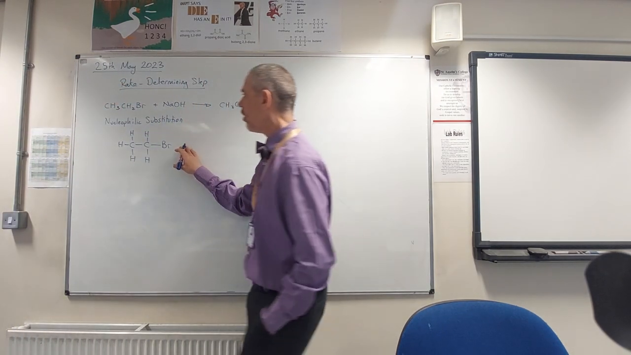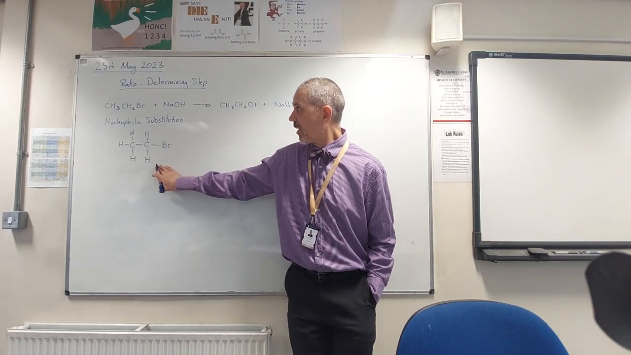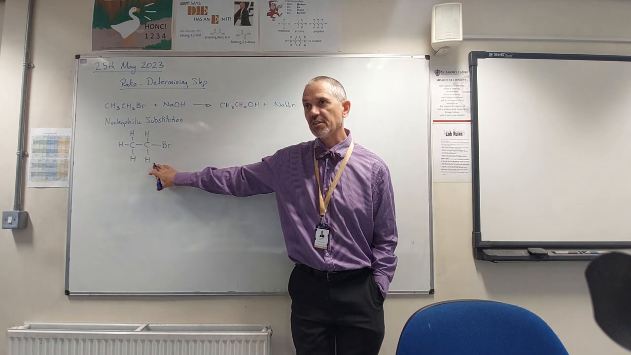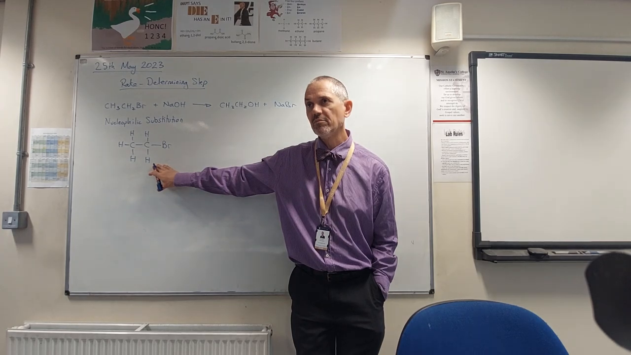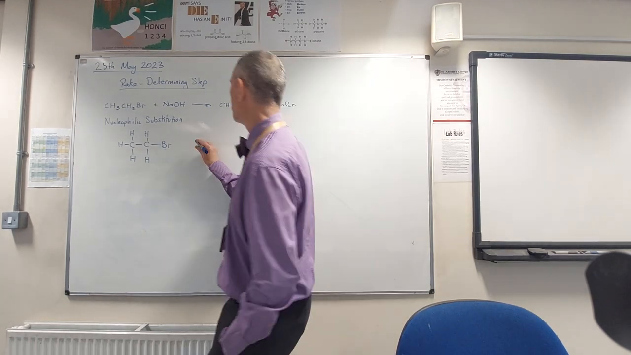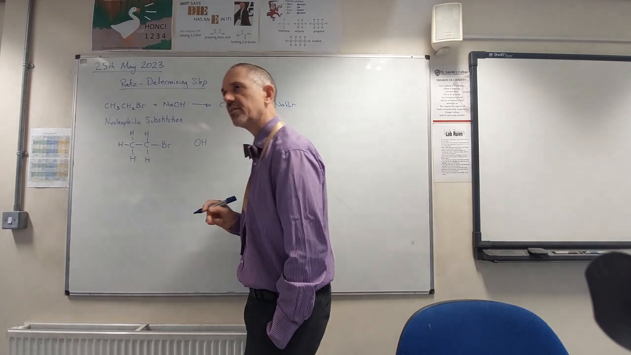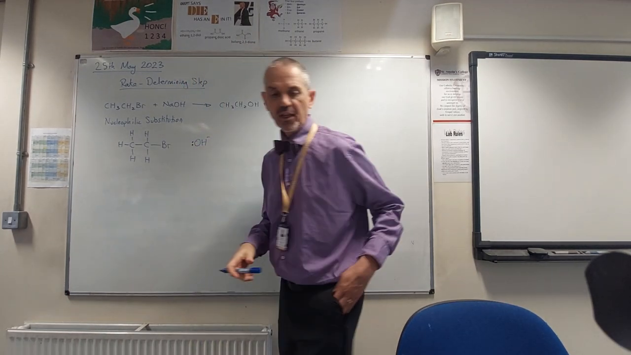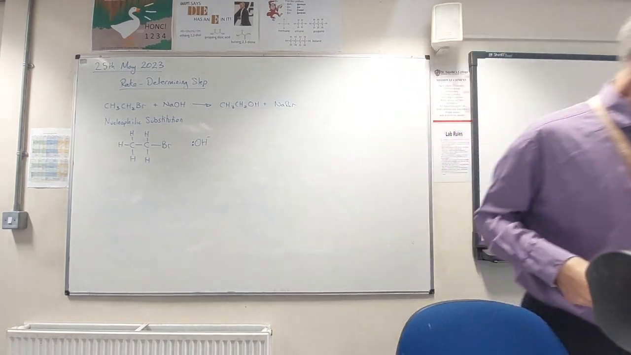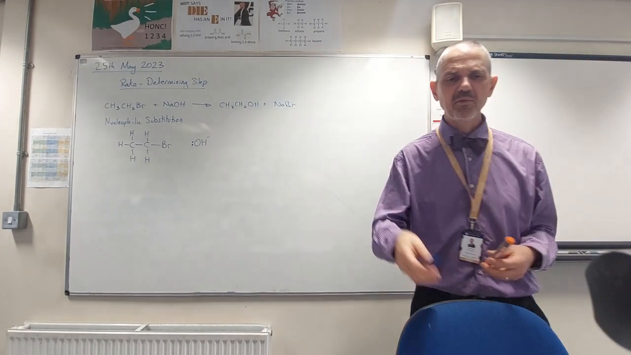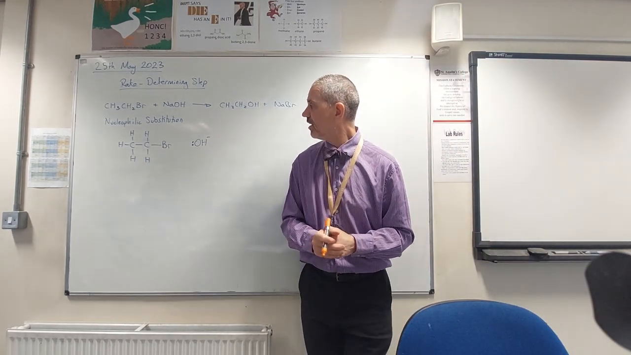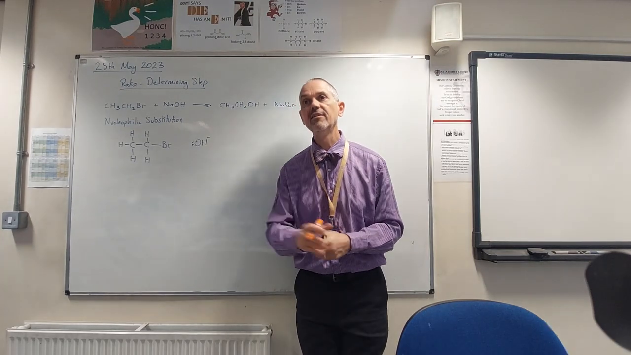I've just drawn the displayed formula of bromoethane there, so we can see some bonds. What else am I going to draw? The OH group, hydroxyl, OH minus, and two electrons on the O. Yeah, we have to have that lone pair because, as you said, our nucleophile is an electron pair donor, so we need to be able to see the electron pair.